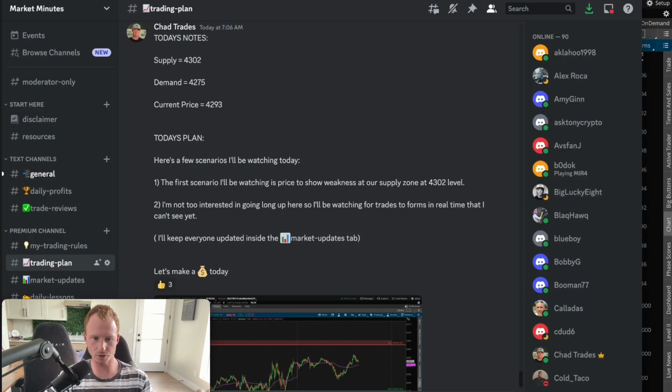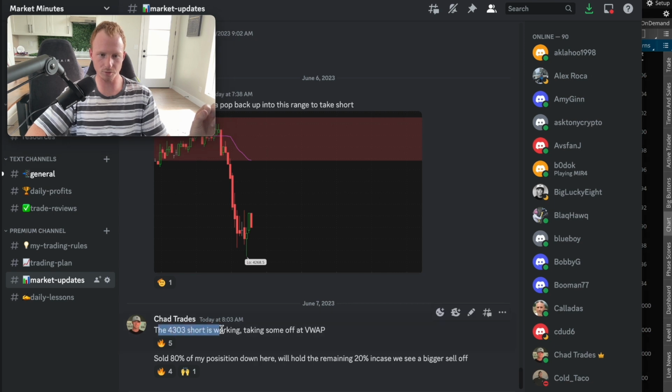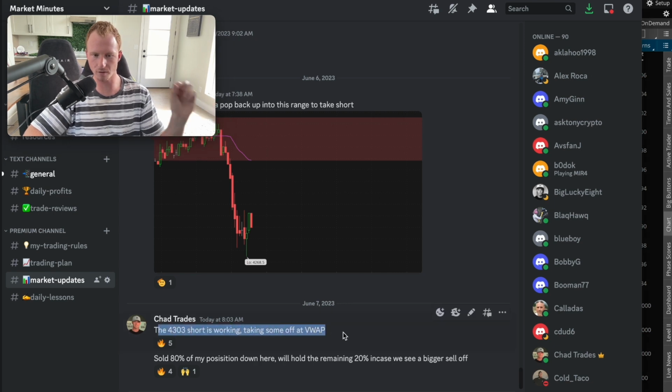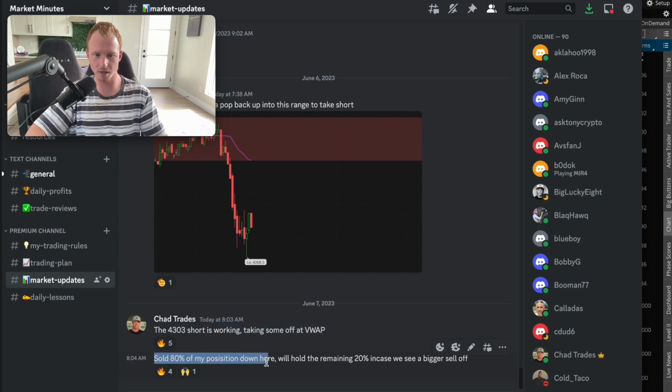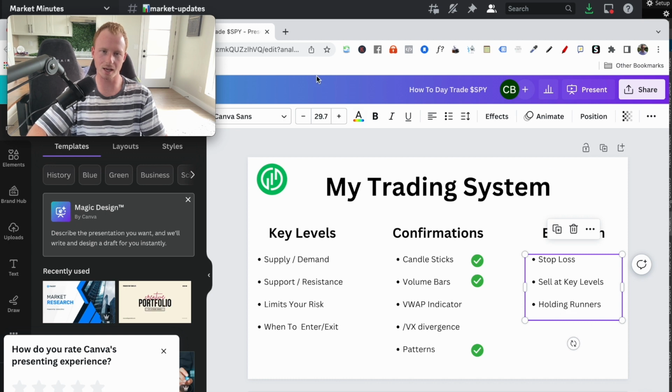So if I go over to our Discord, I'll go inside the market updates. As we can see, I put the 4303 short is working, taking some off at VWAP. And then from there, I said sold 80% of my position down here. We'll hold the remaining 20% in case we get a bigger sell-off. And that goes back to my system, like I said, where I'm going to hold runners. That's the last part of this.